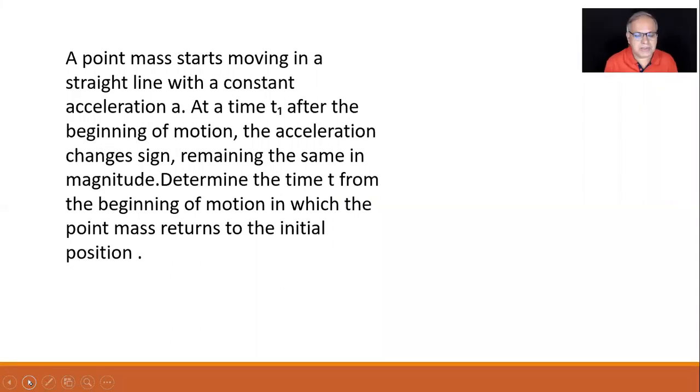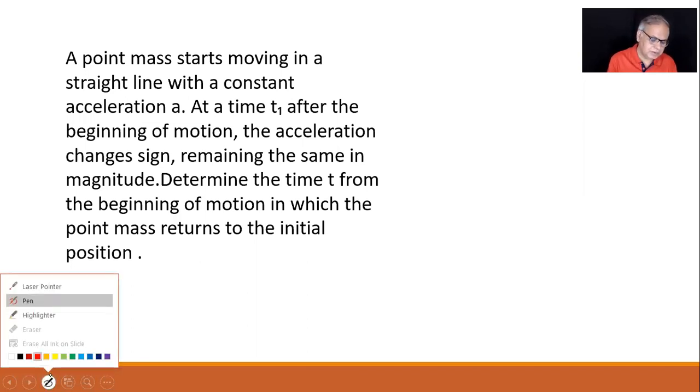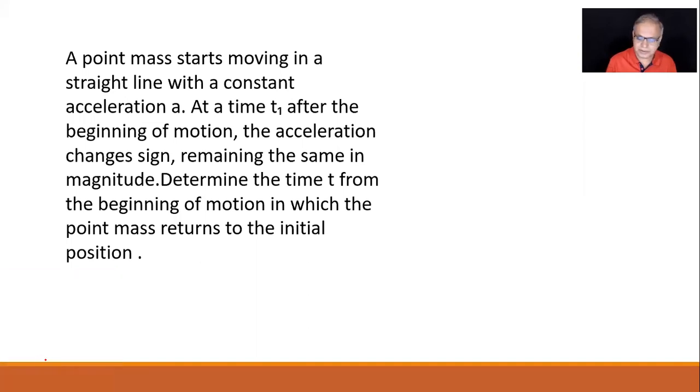A point mass starts moving in a straight line with a constant acceleration a. At time t1, after the beginning of motion, the acceleration changes sign, remaining the same in magnitude. Determine the time t from the beginning of motion in which the point mass returns to the initial position. So as usual, we'll picture the question, right?